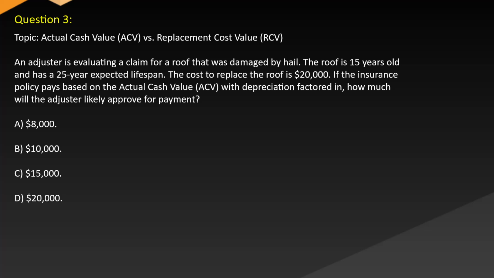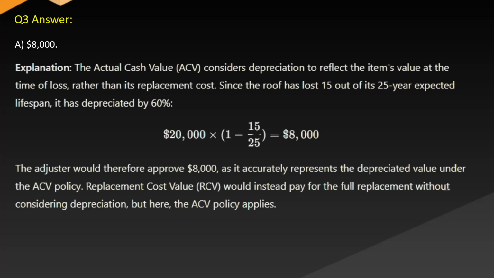A. $8,000. B. $10,000. C. $15,000. D. $20,000. Answer: A. $8,000. Explanation: the actual cash value (ACV) considers depreciation to reflect the item's value at the time of loss, rather than its replacement cost. Since the roof has lost 15 out of its 25-year expected lifespan, it has depreciated by 60%.